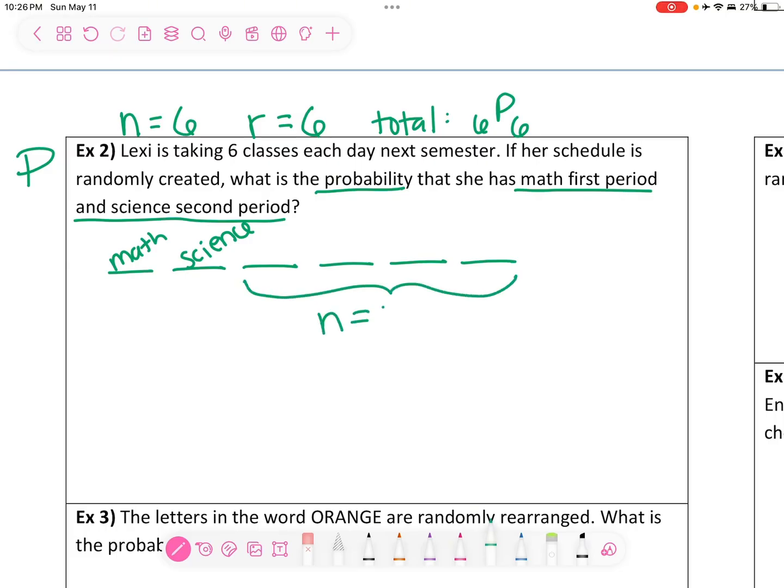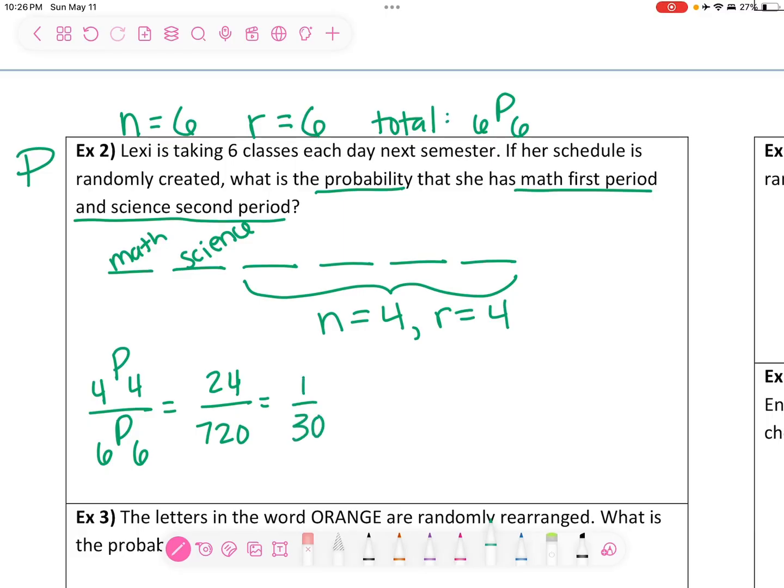Okay, so there's 4 classes that we still need to fill. So N is 4, and we have to fill all of them, right? So R is also 4. So now we have for our desired outcome 4P4. For our total it was 6P6. Put these in the calculator, and you're going to end up with 24 over 720, which is equal to 1/30. And that's it for that one.